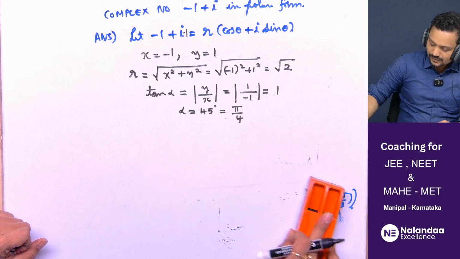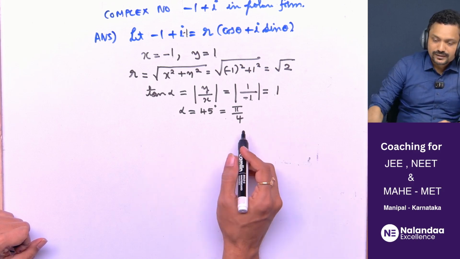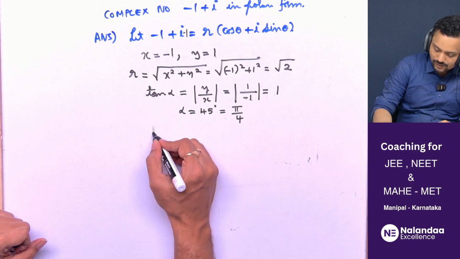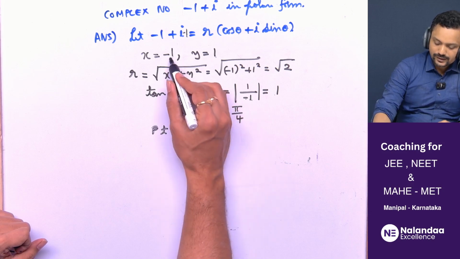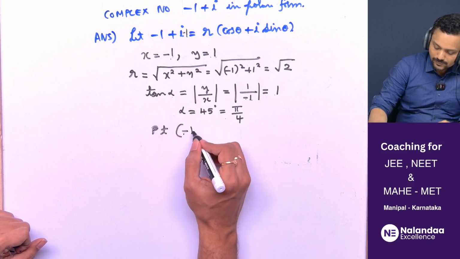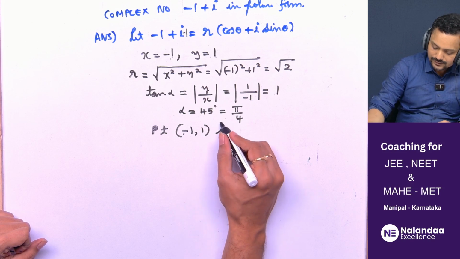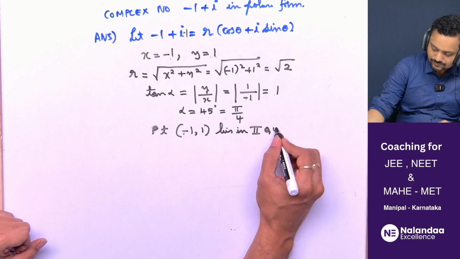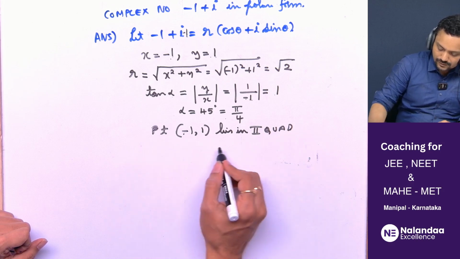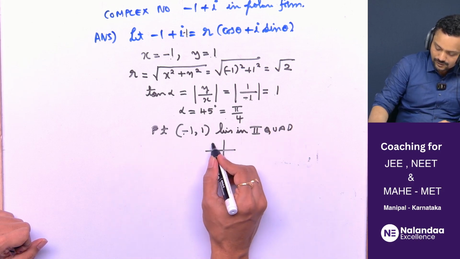Now very important is to find theta. To find theta, you have to identify in which quadrant the point is. So the point x comma y, the point minus 1 comma 1, lies in the second quadrant. Correct? So minus 1 comma 1.